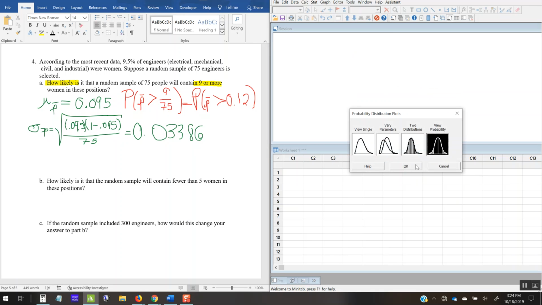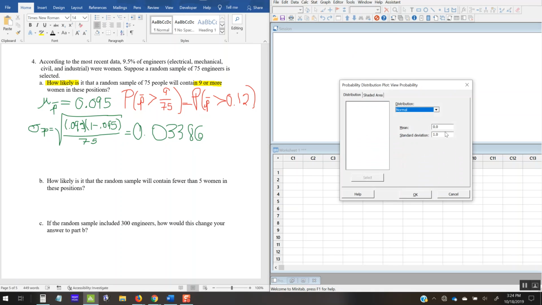Oh, view probability. Sorry, I know it doesn't record my screen making noise, but evidently I hit it twice and it didn't like that. So I'm putting in my mean, 0.095. I'm going to put in my standard deviation. Again, I checked earlier to see if this was normal when I did the whole what's 9.5% of 75 thing, because if it wasn't at least 5, we weren't going to be able to do this.